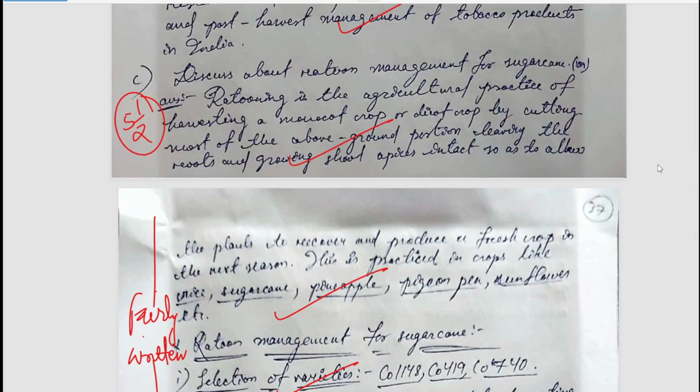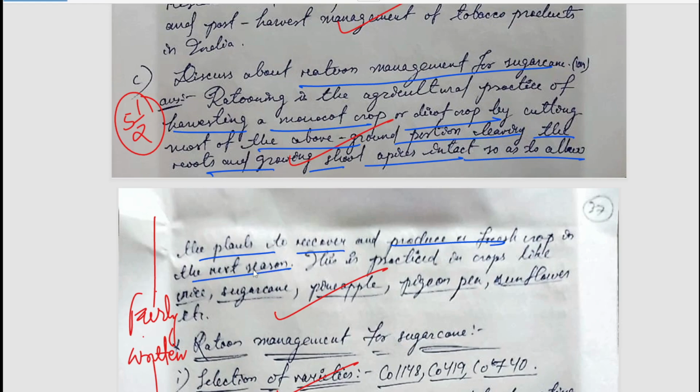The next question is: discuss ratoon management for sugarcane. So what is ratoon management? It is the agricultural practice of harvesting a crop by cutting most of the above-ground portion, leaving the roots and growing shoot apices intact so as to allow the plant to recover and produce a fresh crop in the next season.